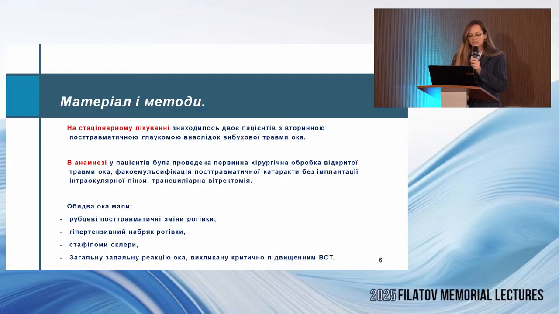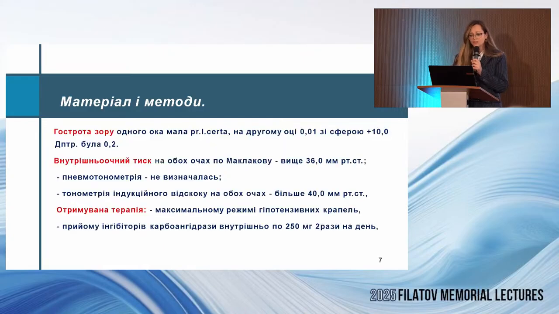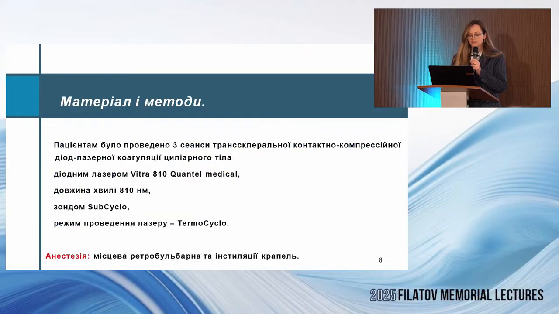Both eyes had scars of the cornea, edema, scleral staphylomas, and general inflammation associated with a critically elevated intraocular pressure, with vision acuity normal, and plus 10 on another eye. The intraocular pressure was elevated. The tonometry demonstrated over 40 millimeters. Patients were receiving antihypertensive drops and carboanhydrase inhibitors twice per day.